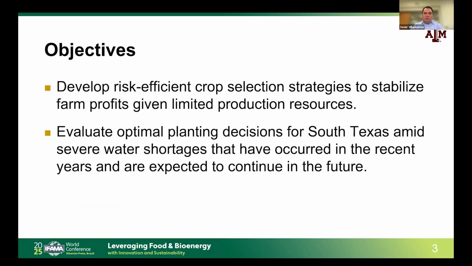The objective of this work is to present two risk-efficient crop selection strategies that we have developed to stabilize farm profits given limited production resources, such as water. We also want to evaluate the optimal planting decisions for the area of South Texas amid the severe water shortage that has occurred in recent years, and that all the experts agree that we expect to have in the coming future.